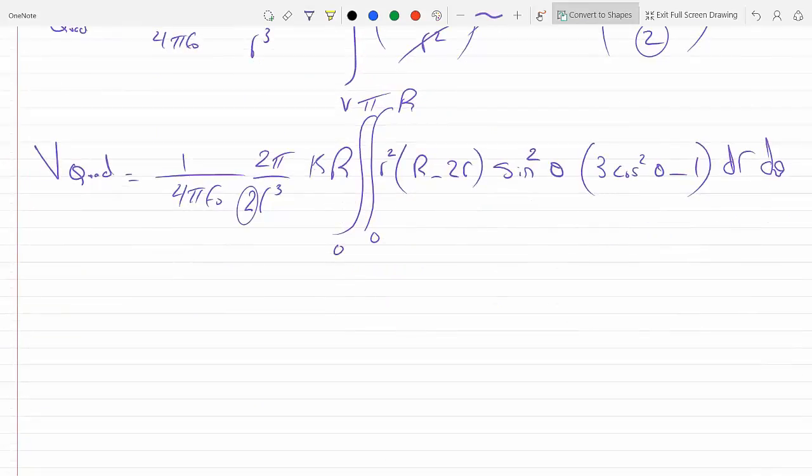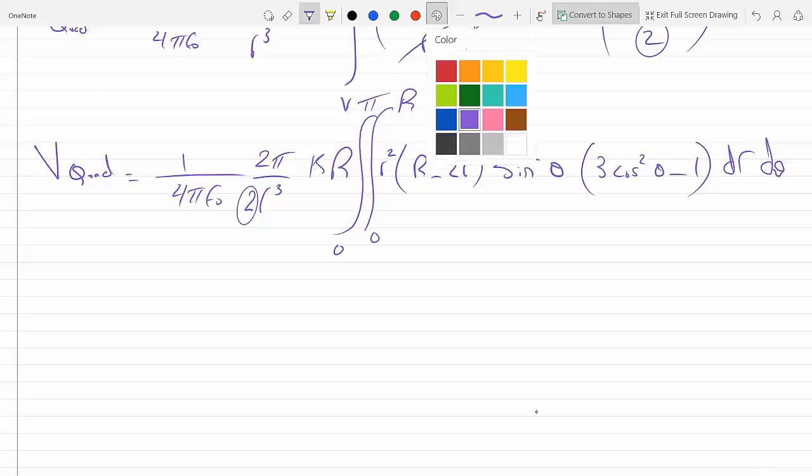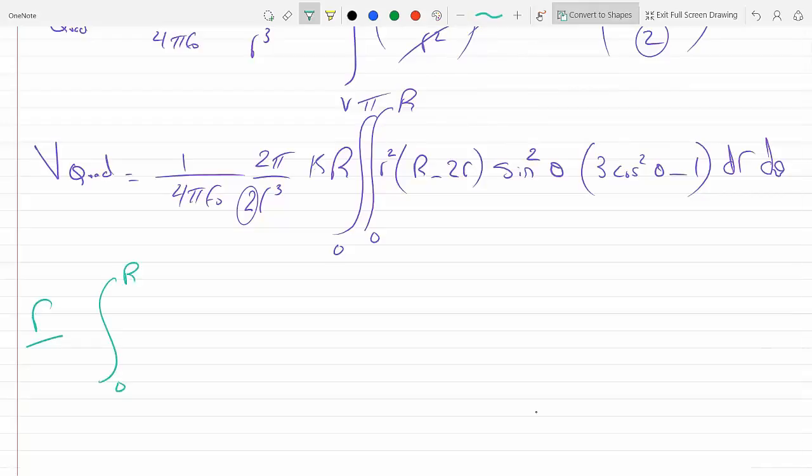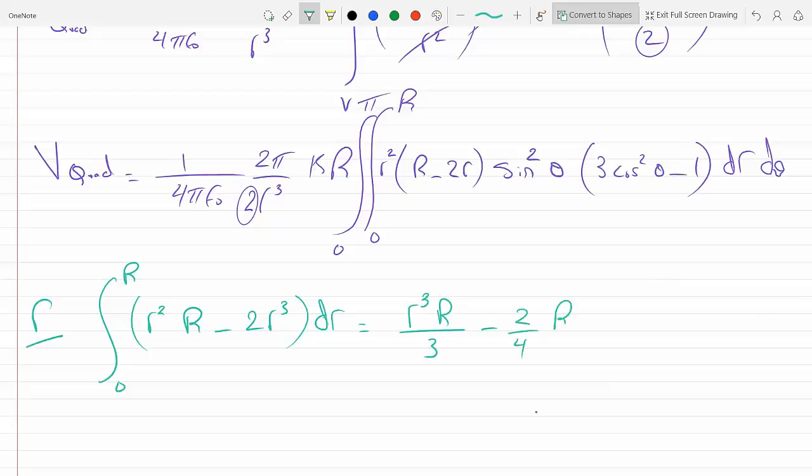Let's do the r integral separately. So this is 0 to r squared r minus 2r cubed dr. So what's this? This is r cubed r over 3 minus 2 over 4 r4.